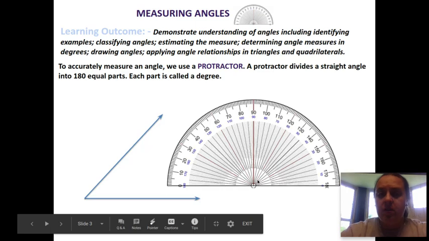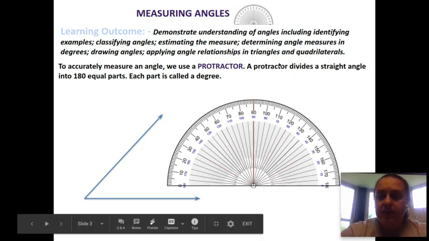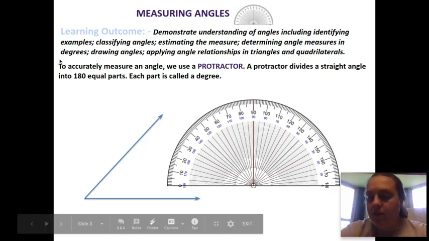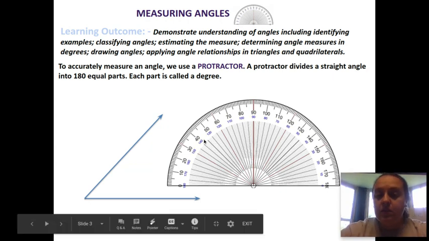Measuring angles. The learning outcome for this is you're going to demonstrate the understanding of angles, including identifying them. The main part that's different here is you're determining angle measures in degrees. This is the same learning target from the first slide, but this time you're focusing on one little part. To accurately measure an angle, we use a protractor. A protractor divides a straight angle into 180 equal parts. Each part is called a degree. If you look at this protractor, it counts by tens.